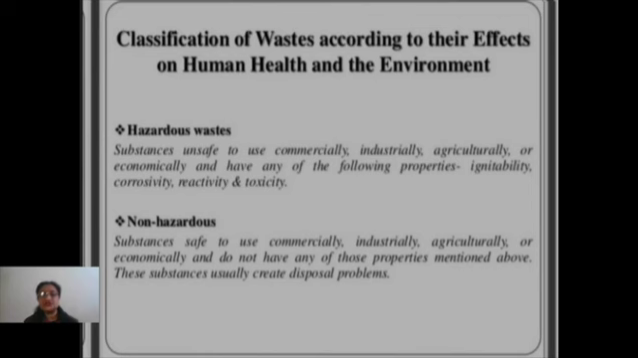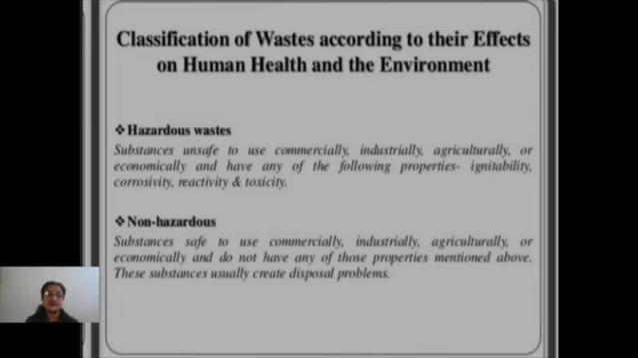Now, classification of waste according to their effects on human health and the surrounding environment. We can say the wastes are of basically two types. One is hazardous, the other is non-hazardous. Hazardous wastes are those substances unsafe to use commercially, industrially, or in the agricultural sector or economically, and have any of the following properties, like it is more easily ignitable, right? Then corrosive in nature, it is more reactive or toxic in nature. So all these are categorized as hazardous waste.